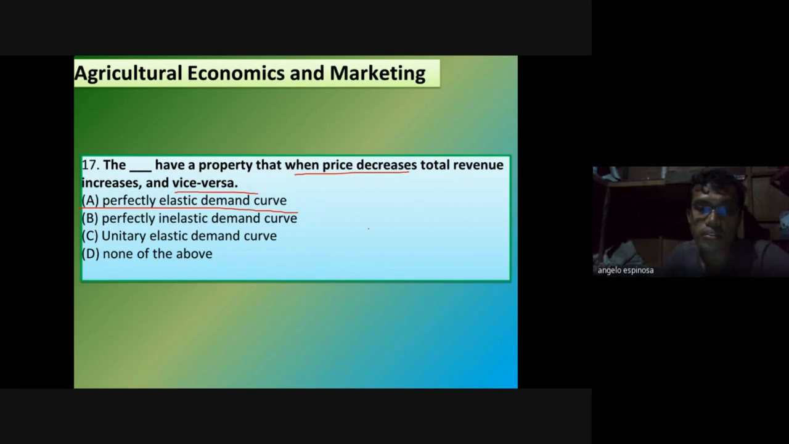Okay, so the price decreases. When the price decreases, the total revenue increases. Okay, that is being perfectly elastic demand curve. Alam niyo kung bakit ganyan yan? When the price decreases, so walang nangyayari doon sa quantity demanded. So pag bumaba pa yung price, mas lalong magkakaroon ng madaming bibili.